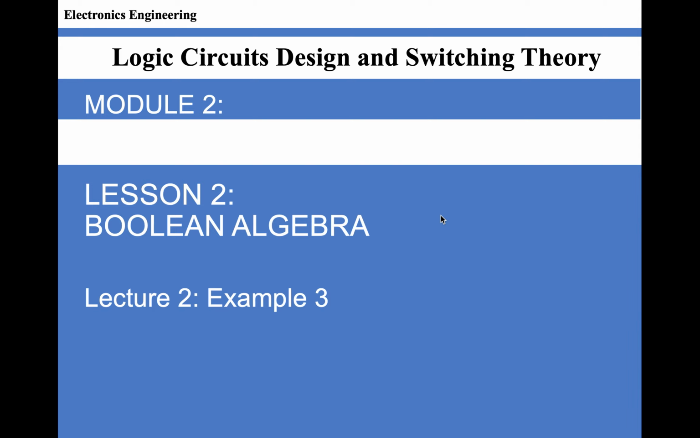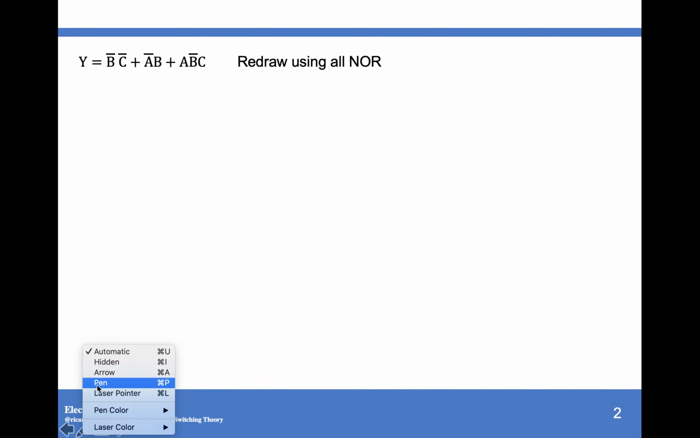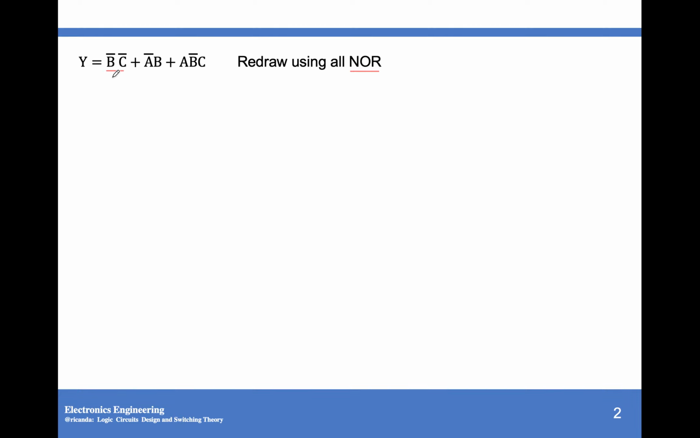Under lecture 2, we have this expression. This time, we are using NOR to do the expression. So first, we have to let this be x. It is OR with this, which we call y. And it is OR with your third term, which we call w.